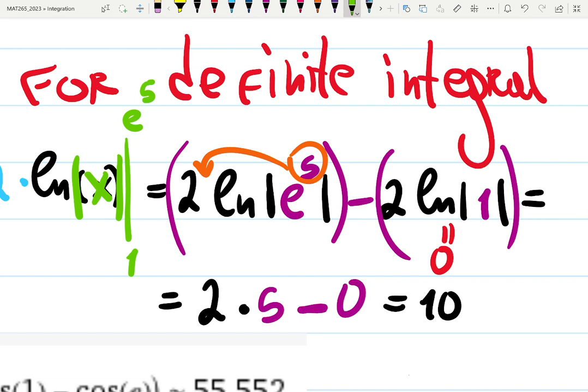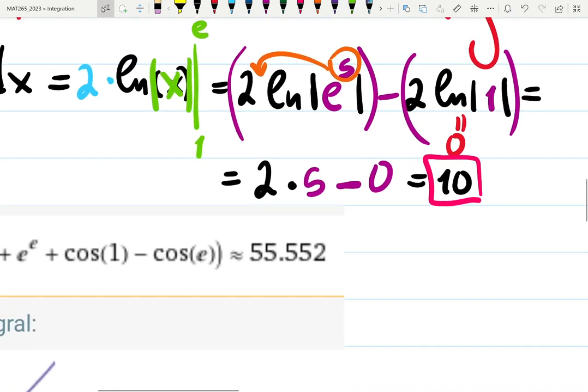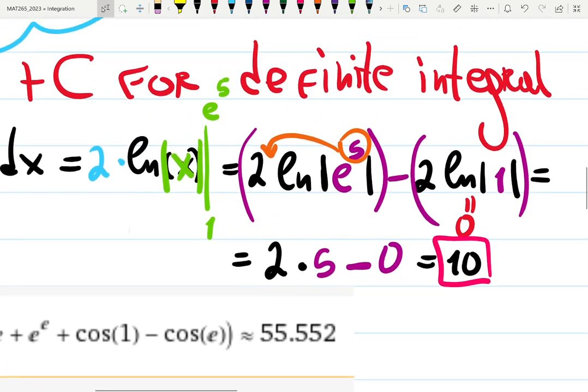It's a number, as we expected. If you get a function as the answer, then you messed up. Something is off. So that is the idea here.